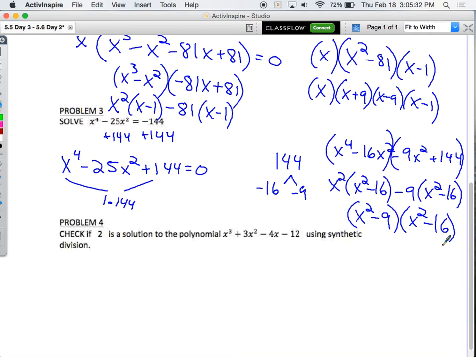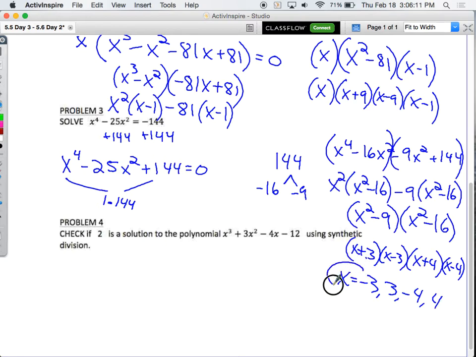However, each one of those parentheses can be broken down even further. The square root of 9 is 3, and the square root of 16 is 4. So this breaks into x plus 3 times x minus 3 times x plus 4 times x minus 4. However, this problem also says solve, so we must set each of these equal to 0. Doing that, we would get x equals -3, +3, -4, and +4. These are the points where you would cross the x-axis.